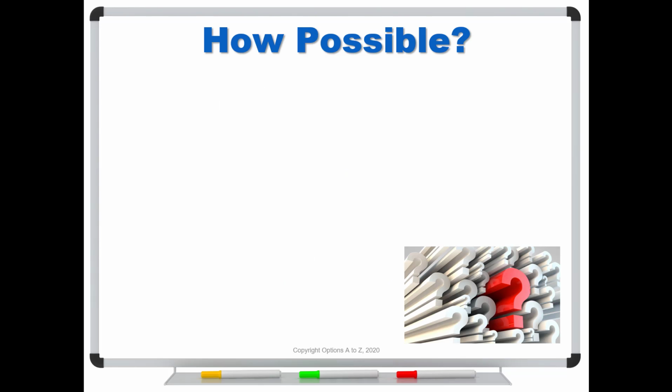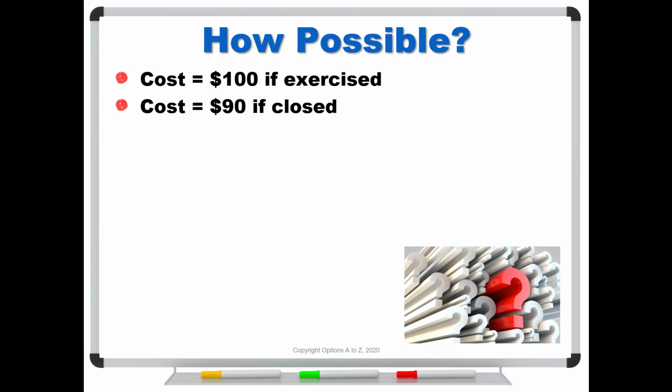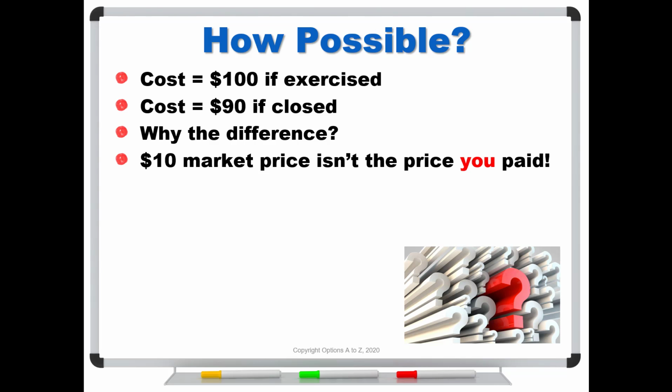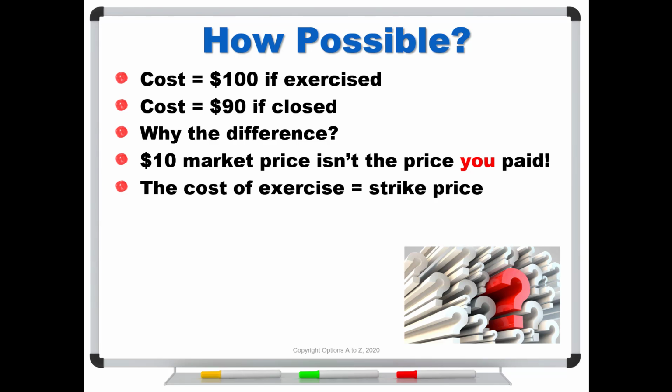So think about that. How is that possible? How is your cost $100 if you exercised, but your cost is 90 if you closed it and still bought the shares? Why the difference? The reason, and the reason for the mistake, is that the $10 market price in this example isn't the price you paid. It's very simply the value of the call at that moment. So the cost of your exercise is very simply the strike price.